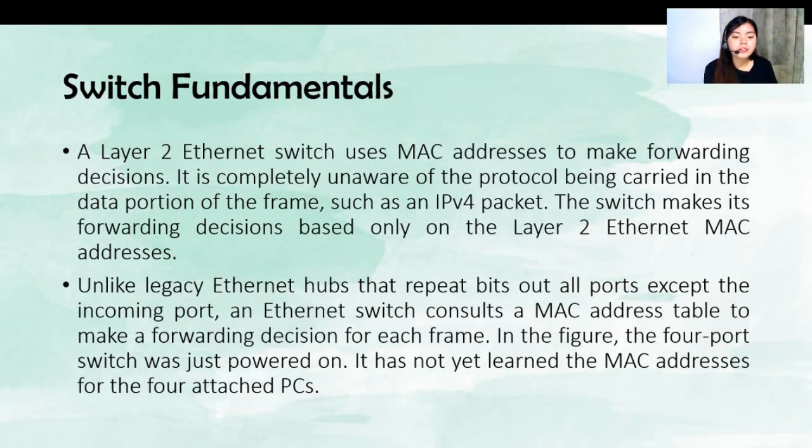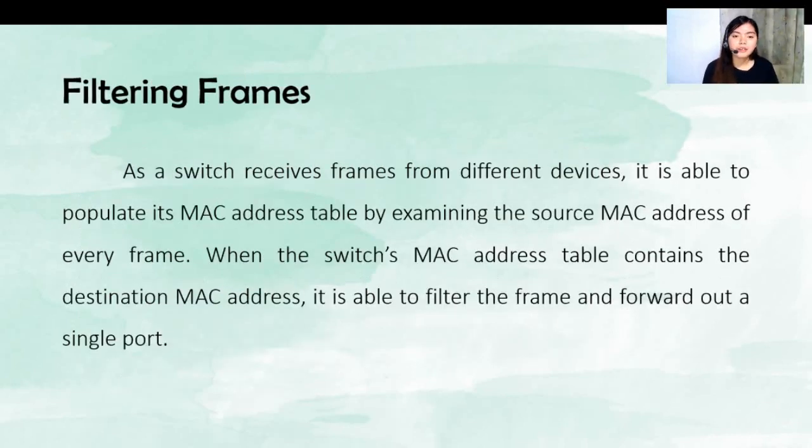The 4-port switch was just powered on. It has not yet learned the MAC address for the 4th attached PC. Filtering frames. As a switch receives frames from different devices, it is able to populate its MAC address table by examining the source MAC address of every frame. When the switch MAC address table contains the destination MAC address, it is able to filter the frame and forward it out a single port.